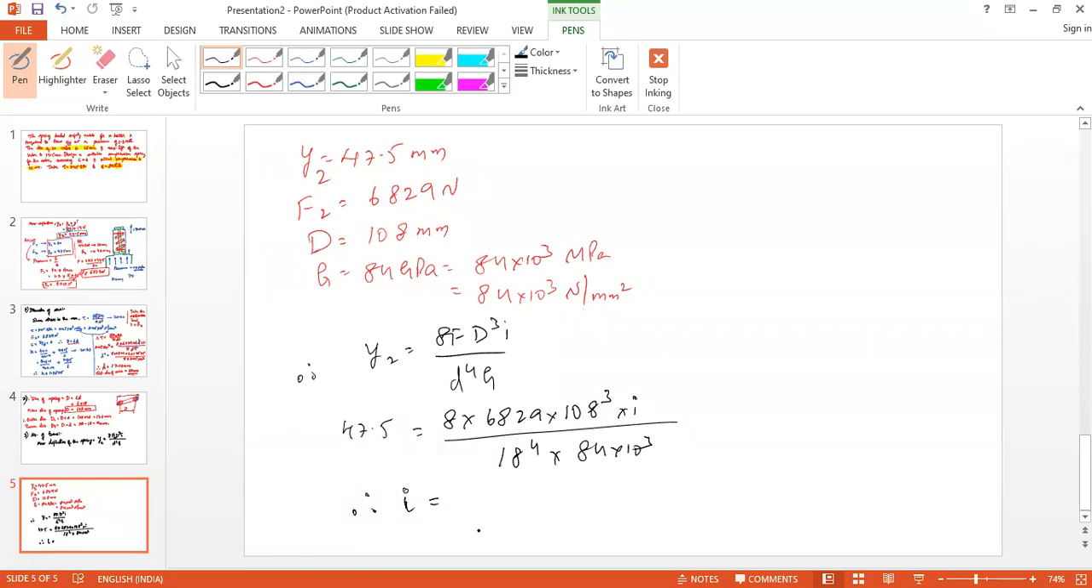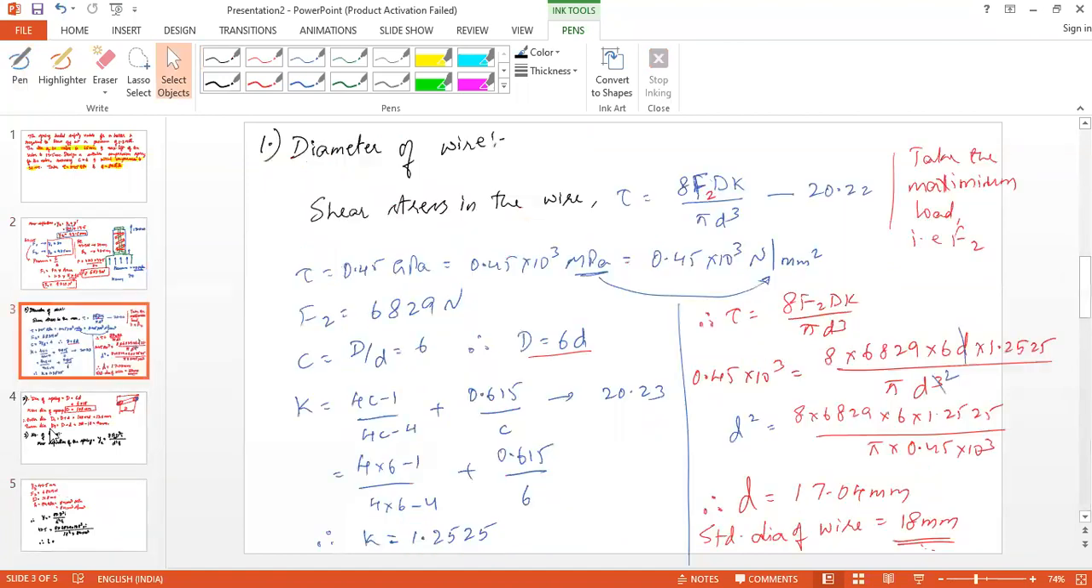what is the value of i? Sir, small d is 19. No, sir. Small d is 90, sir. Can you check? The small d is the wire diameter, right? It is the wire diameter. So how much did we get? Standard diameter of wire is 18 mm. Okay, sir.